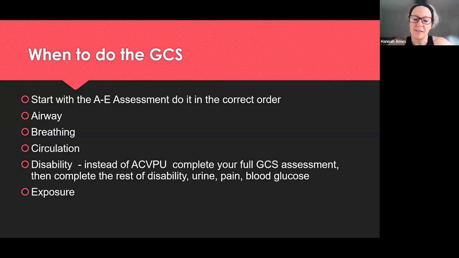Once you've completed your GCS, don't forget to do the urine output, the patient's pain, and ask for the blood glucose. And you still need to complete all of exposure, so the temperature, the top to toe assessment of bleeds, bruises, rashes, wounds, and your full medical history. So that's where I would put the GCS assessment in. It will help you keep that nice order, and it will also demonstrate that you're still using that A2E approach.